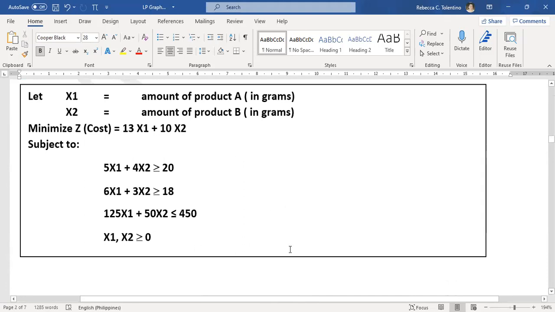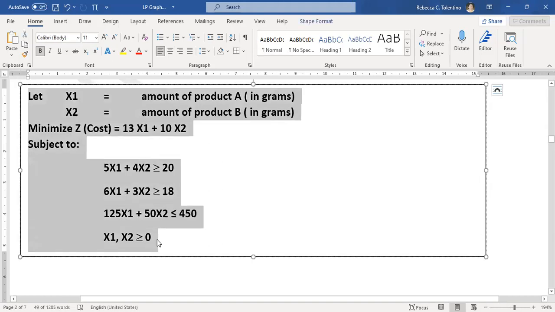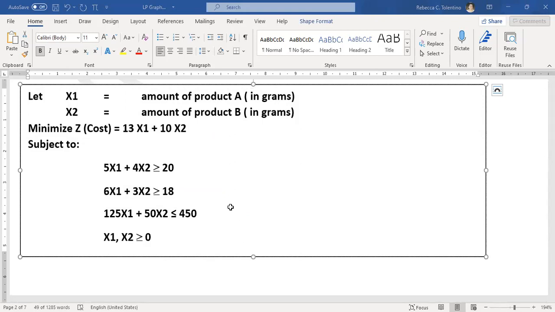So this is the complete LP model. We have to add the non-negativity constraints: x of 1 and x of 2 greater than or equal to 0. If you can recall in our last activity, the first step in using the graphical method in solving linear programming problems is to graph the constraints. And that is exactly your activity last time. So this time I will be using Excel to process these things.